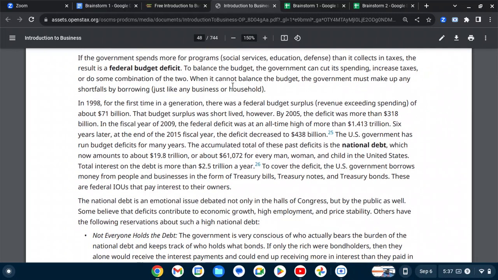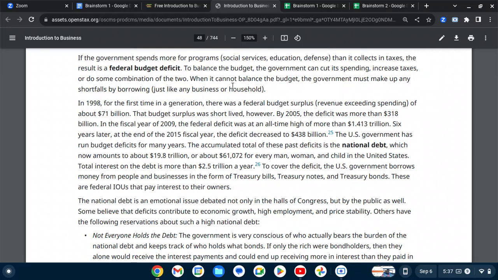If the government spends more for programs than it collects in taxes, the result is a federal budget deficit. To balance the budget, the government can cut its spending, increase taxes, or do some combination of the two. When it cannot balance the budget, the government must make up any shortfalls by borrowing.